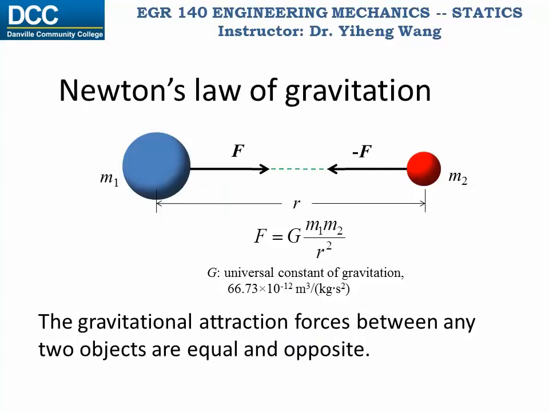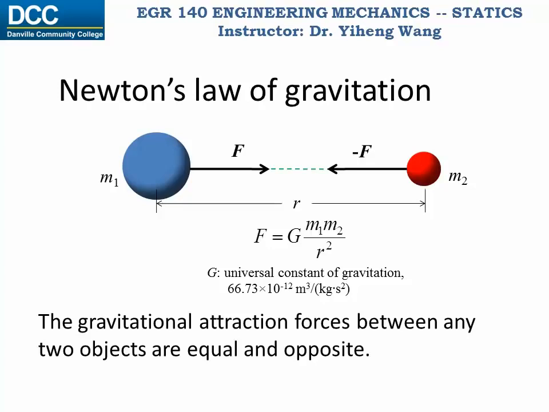Lastly, let's look at Newton's law of gravitation. Attractive force exists between any two objects with mass. As you can see from this equation, this force is proportional to the masses of the objects m1 and m2, and inversely proportional to the second power of the distance between them, r.